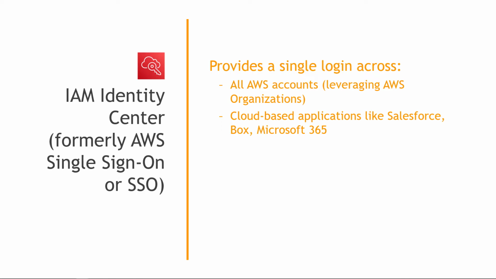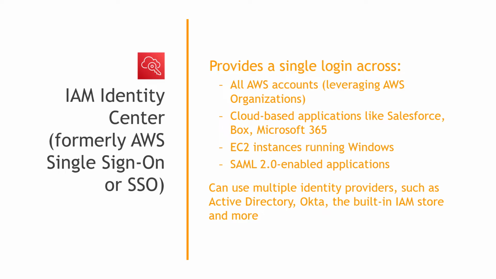This will also work with your cloud-based applications like Salesforce, Box, or Microsoft 365. You can use the same login for your EC2 instances that are running Windows, as well as other SAML 2.0 enabled applications. So just one single login across all of these different accounts and applications. You can also use multiple identity providers like Active Directory, Okta, or the built-in IAM store and others. So generally, you just get a lot more functionality here in terms of login and identity providers. But practically speaking, what does this look like?